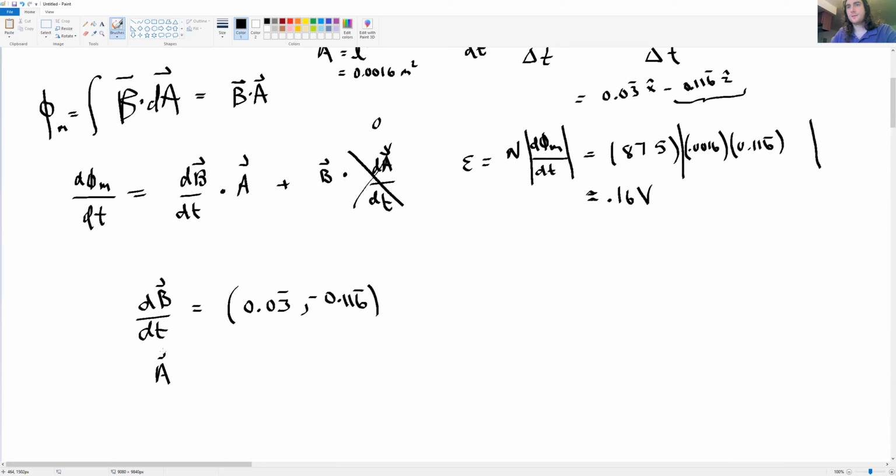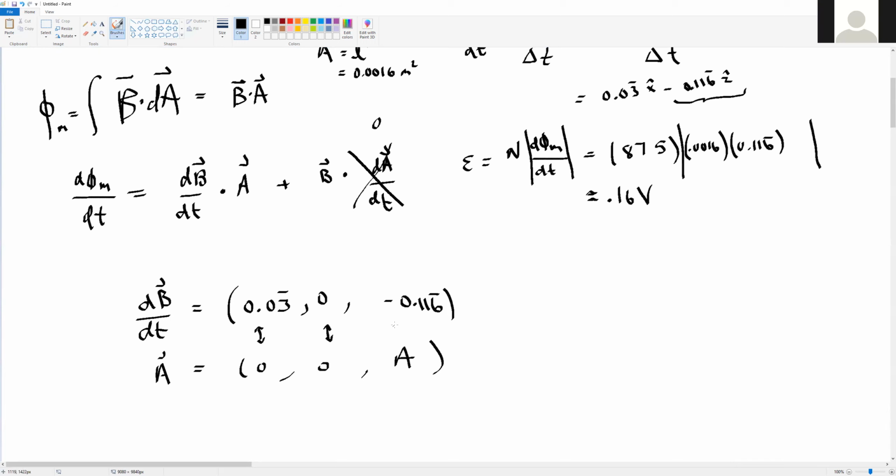And the A vector is, oh, sorry, this is the Z component. The Y component is 0. So 0, 0, and then A, or L squared. That's the area vector. So dot product means you multiply these terms like this, right? And then you sum. Oh yeah, never mind. Yeah. And then you get the answer.